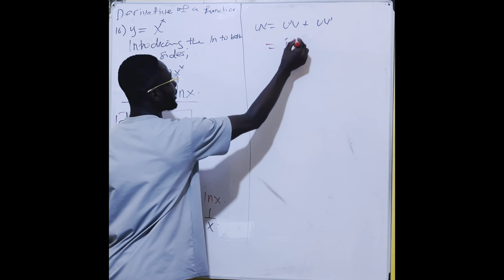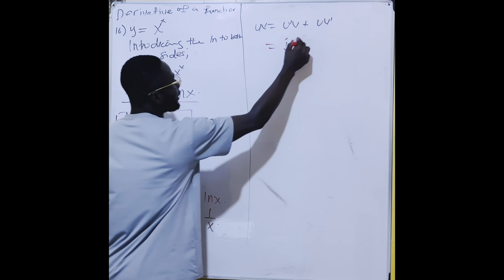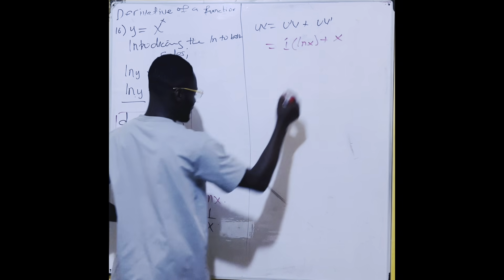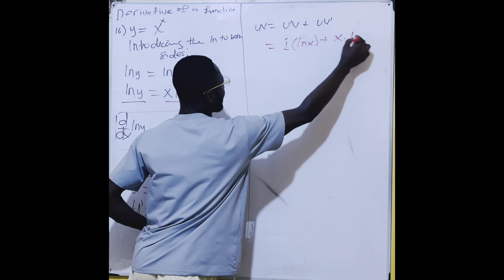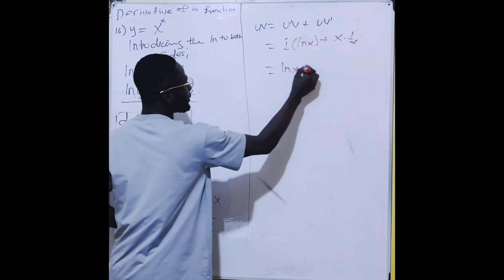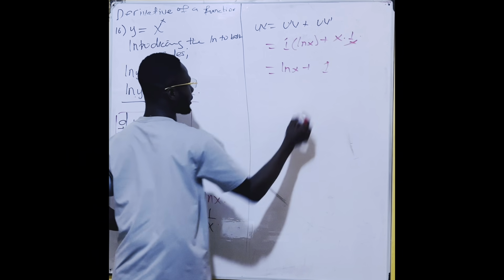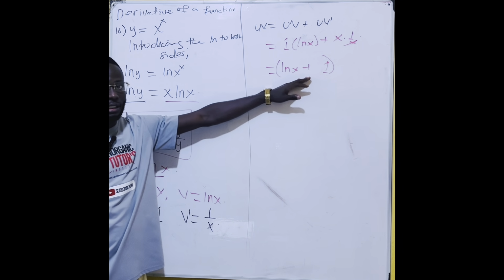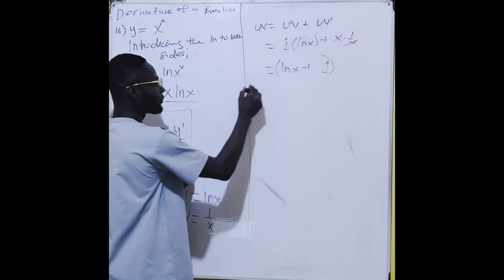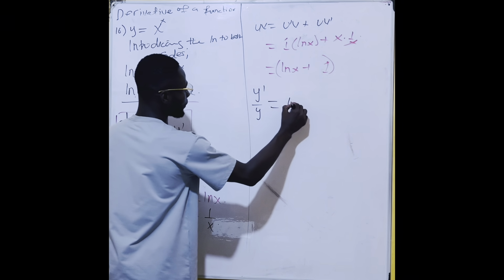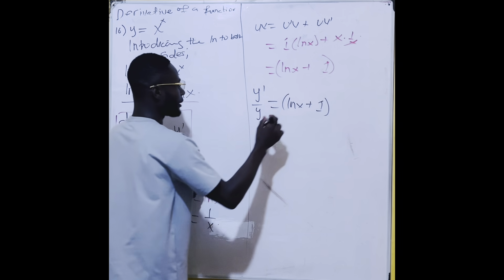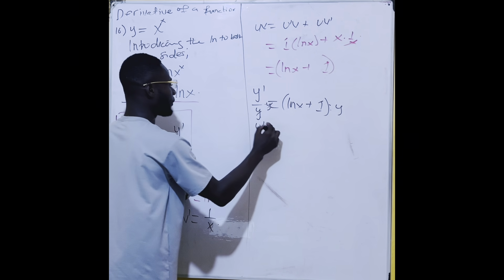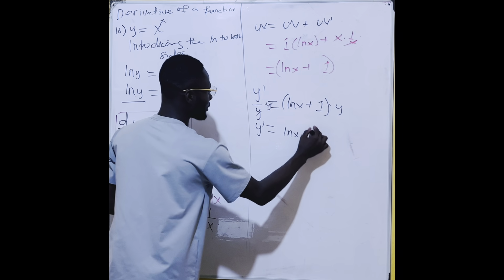So we have 1 and our v is ln x, plus our u is x and our v prime is 1 over x. So we have ln x plus, this cancels this, so we have 1. So the right hand side, this is the result that we have. In all, we have y prime over y equals ln x plus 1, right? So we move this here, we multiply here by y, here by y. So we have y prime equals ln x plus 1 times y.